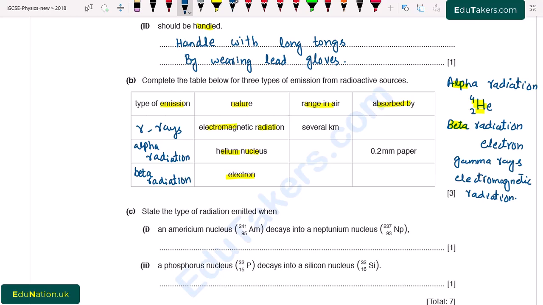Next is range in air. So gamma rays travel in air several kilometers. We also have to describe the range of alpha radiation and beta radiation. First of all, alpha radiation travels a few centimeters in air. I write here a few centimeters, or up to 10 centimeters. Next is beta radiation. They travel a few meters or up to 10 meters.